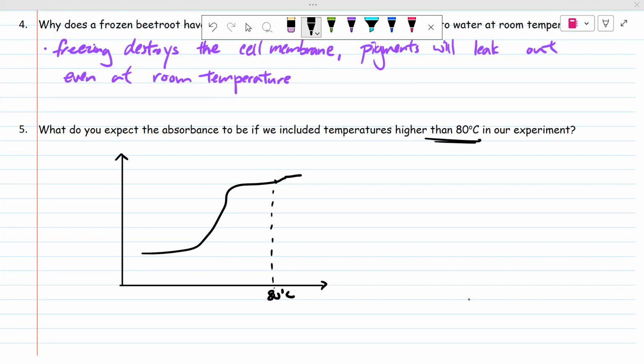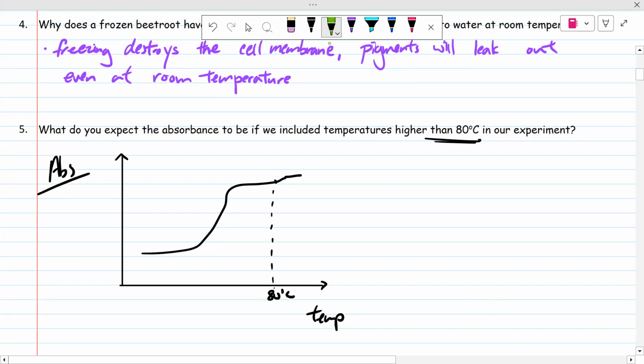So what the question is asking, like what happens if you heat it up to like 90 degrees, 100 degrees? What do you think will happen to the absorbance? Do you expect it to continue to go up? Do you expect it to be about the same? Do you expect it to come down? What do you think? Is it 1, 2, or 3?